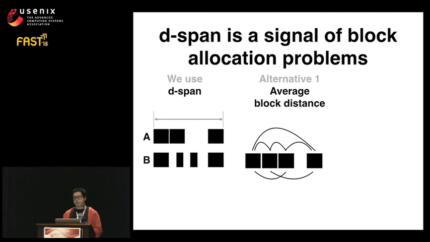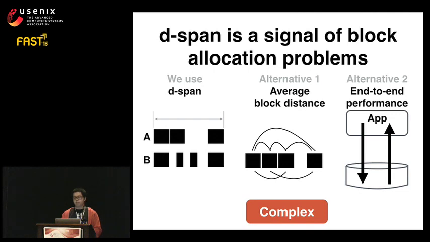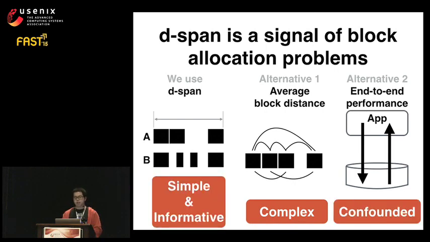An alternative is average block distance, which can distinguish layouts A and B, but it's just too complex. Another alternative is end-to-end performance, such as bandwidth, but such a metric has too much noise, and the factors are confounded. I find this metric has the best trade-off between simplicity and information gain.